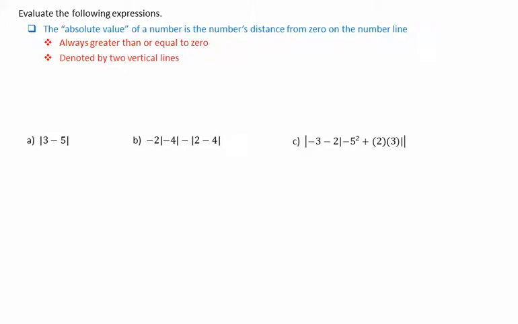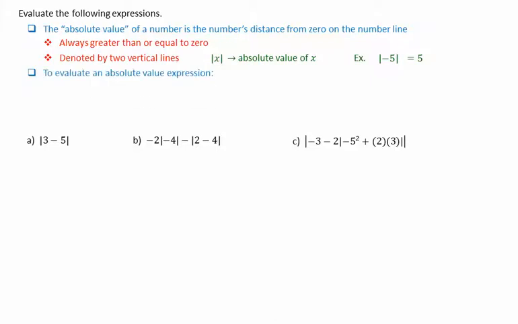We denote an absolute value using two vertical lines. X inside of these two vertical lines is read as the absolute value of X. As an example, this corresponds to the absolute value of -5, which is equal to +5.